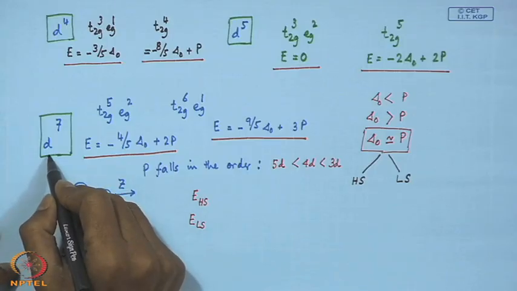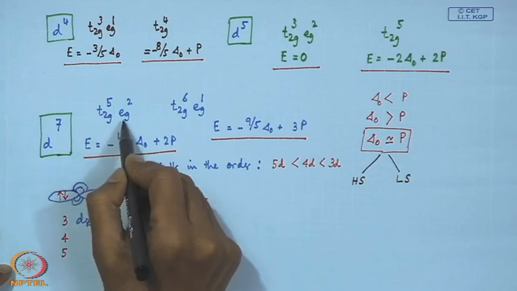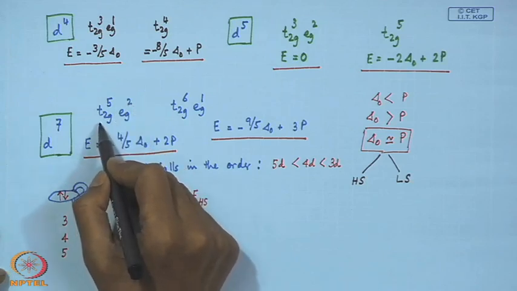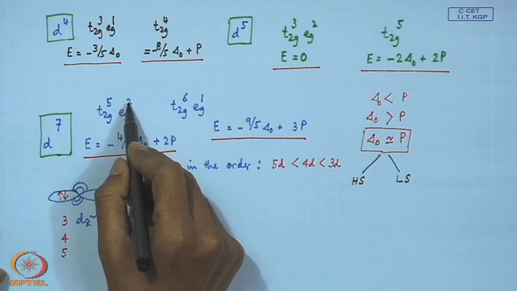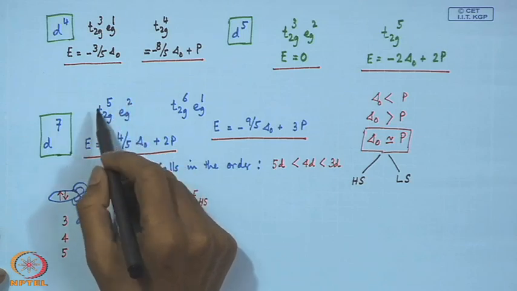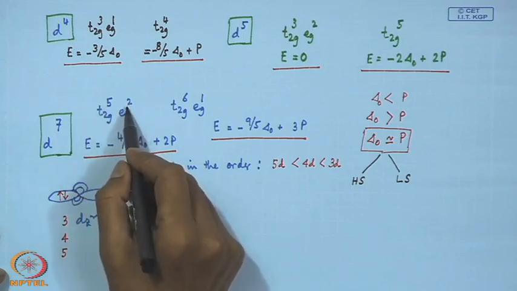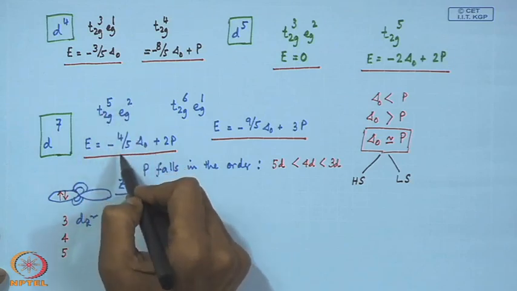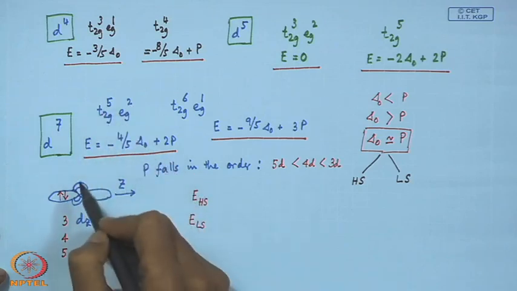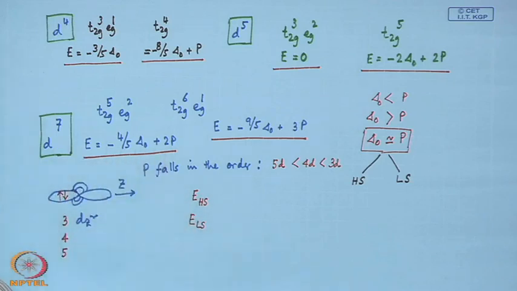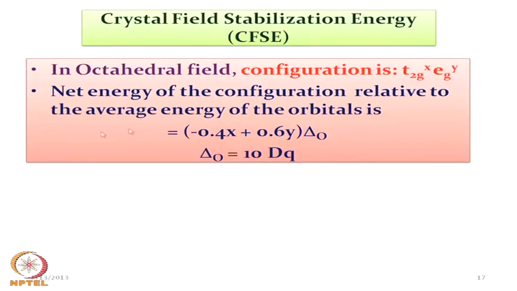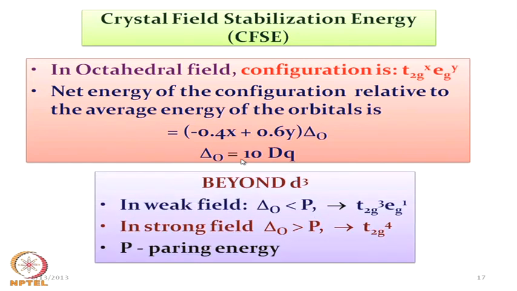This we have seen, how we can write a corresponding configuration for d7 or d5. When we have the d7 configuration, we have the t2g5 and eg2. So, we are writing it in the form of t2g^x and eg^y, because in the energy term we have considered one as x and another as y. So, occupancy for x and y can be simply very quickly multiplied for the total energy calculation. So, the net energy of the configuration relative to the average energy, which is the barycenter energy of the orbitals, is minus 0.4x plus 0.6y times delta O, that means the octahedral geometries where delta O is 10 Dq.